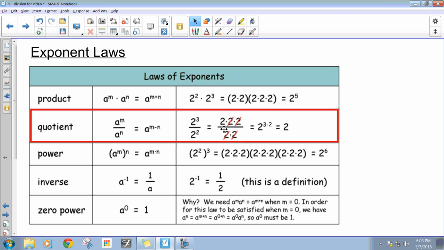The short version of this is that knowing the exponent 3 and the exponent 2 are going to be subtracted. 3 take away 2 is 1, so our final answer is 2 to the power of 1, and we don't need to write down the 1 in our power.